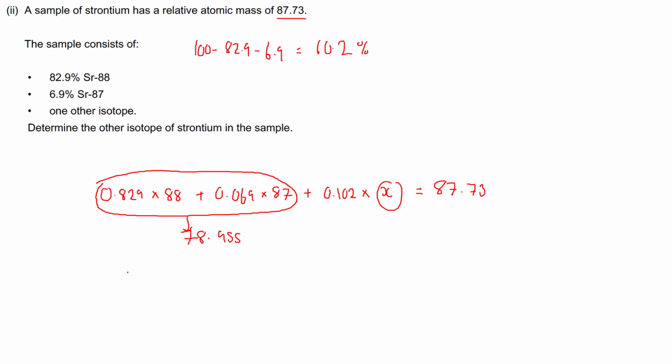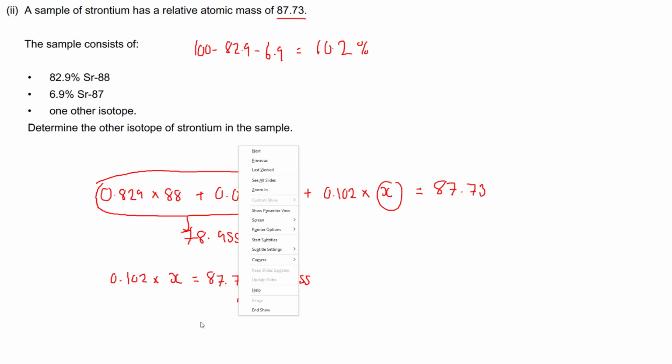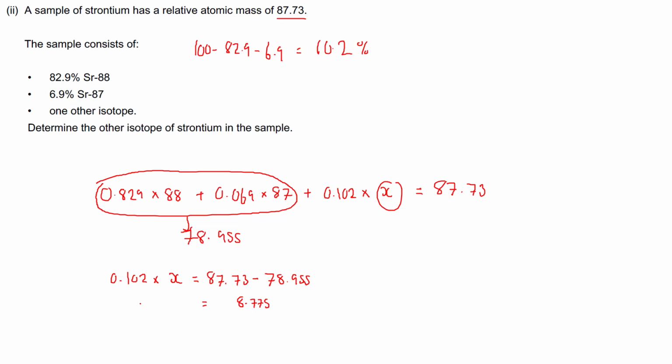And what we're left with is 0.102 times x equals 87.73 minus the total of that little sum there, 78.955. And you can obviously then simplify that little section. You can do 87.73 minus my answer, and you end up with 8.775. And now it is a very, very straightforward rearrangement, because you've taken a difficult sum and done a simple rearrangement, simplified it down, and now all you have to do is to work out x.